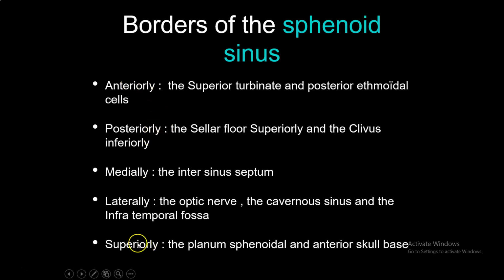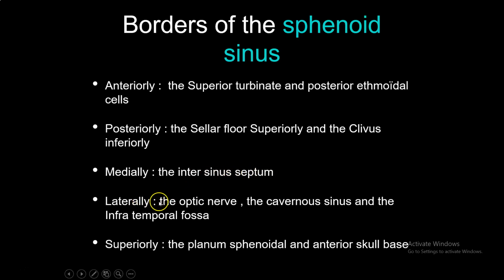And superiorly, we have the planum sphenoidal and anterior skull base. So the roof of the sphenoid sinus is the planum sphenoidal and anterior skull base. The posterior wall of the sphenoid sinus above is the cella, below is the clivus. Anterior wall is the superior turbinate and ethmoidal cells. And medially, of course, there is the intersinus septum.